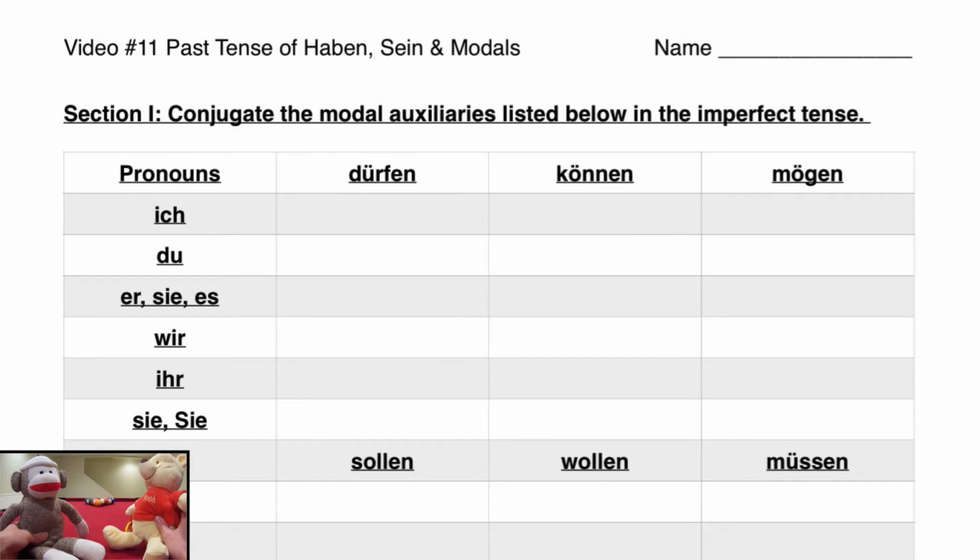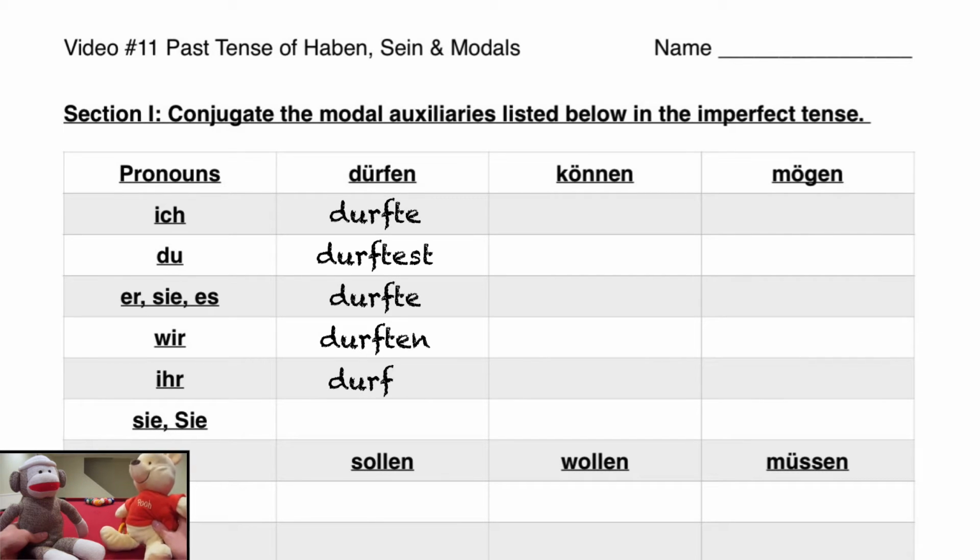In order to understand how to use these, you're going to have to first of all understand how to conjugate each one of these. So we're going to start off with dürfen here. Dürfen changes to ich durfte, du durftest, sie es durfte, wir durften, ihr durftet, sie durften.